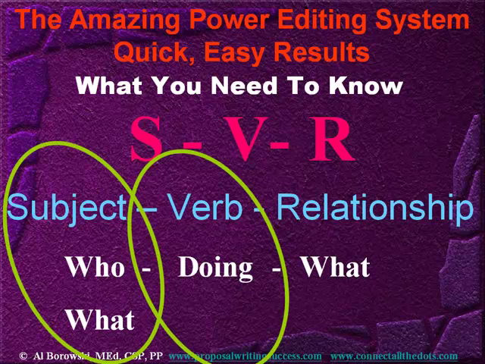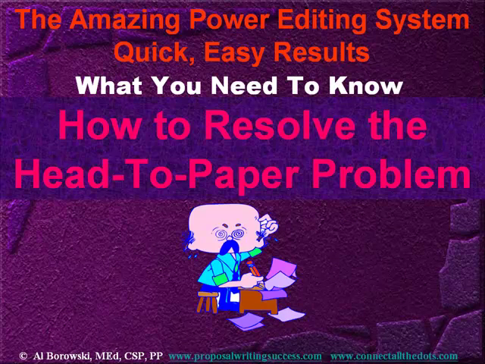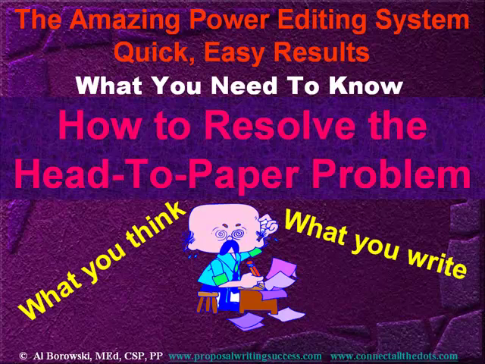In the subject-verb relationship. Now, we talked about the head-to-paper problem, that a lot of times in your mind you can clearly see what you want to convey to your readers. But by the time it gets down to your fingers and into the keyboard and onto the screen or onto that person's email, somehow it loses something in translation. Because what you see in your head and what the readers read can be two different things. That's the head-to-paper problem. The subject-verb relationship is how or why that happens.